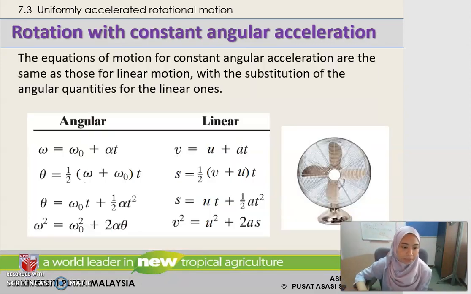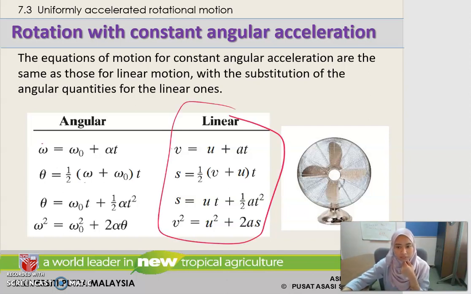Alright, next slide please. Okay, so these are your angular and this is your linear. So same also, this guy is velocity, initial angular velocity, initial velocity, alpha, acceleration, t, time. Okay, so you just need to know that omega is v, alpha is acceleration, and theta is s. You just need to memorize the linear kinematic equations, convert them to angular. Okay, you don't have to memorize both.